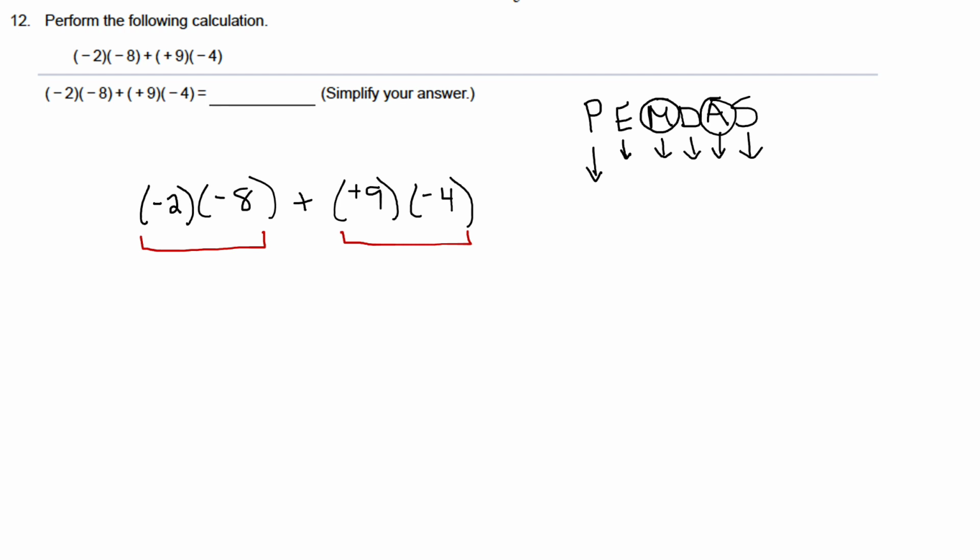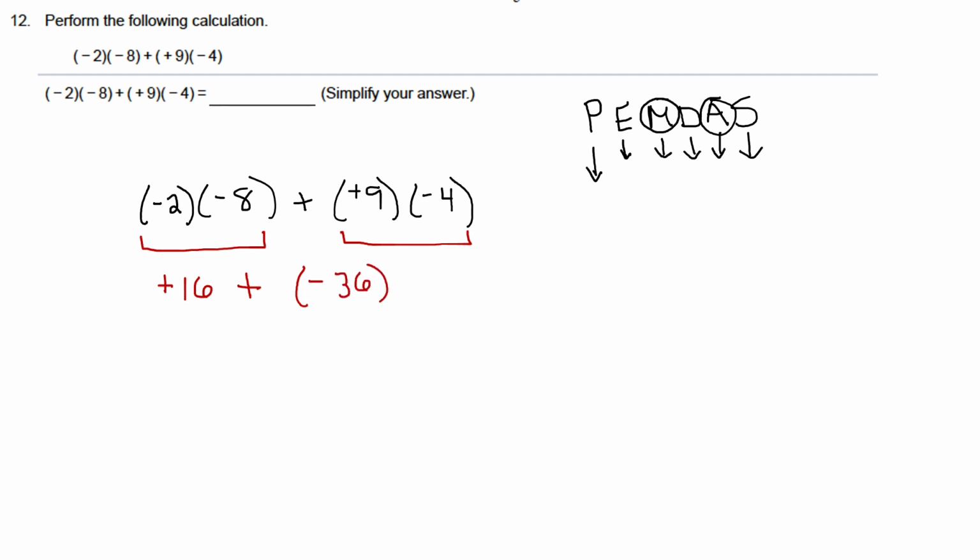First, we'll do negative 2 times a negative 8. Remember, a negative times a negative is a positive. So my answer is a positive 16. Next, I'll bring down the plus sign in the middle. And now I have to multiply a positive 9 times a negative 4. A positive times a negative is a negative, so my answer is going to be a negative 36.